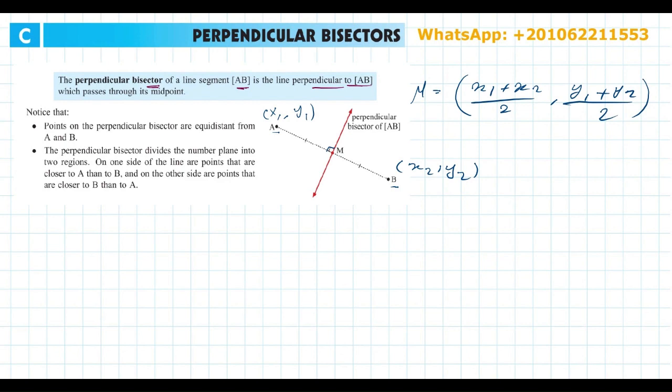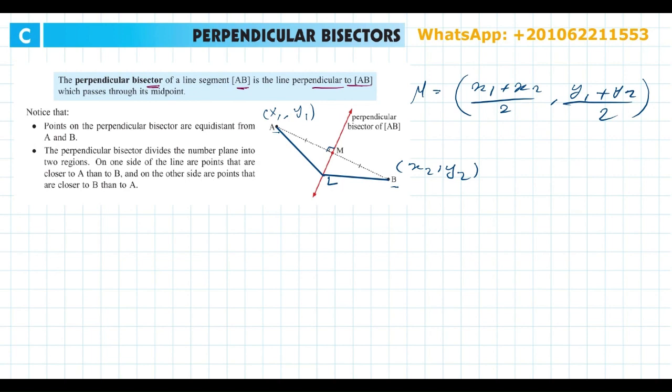Kindly notice that the points on the perpendicular bisector are equidistant from A and B. Take any point L on the perpendicular bisector. If you draw a line from A to L, the length of this line should be equal to the length of LB. Okay, this is the first thing to understand.